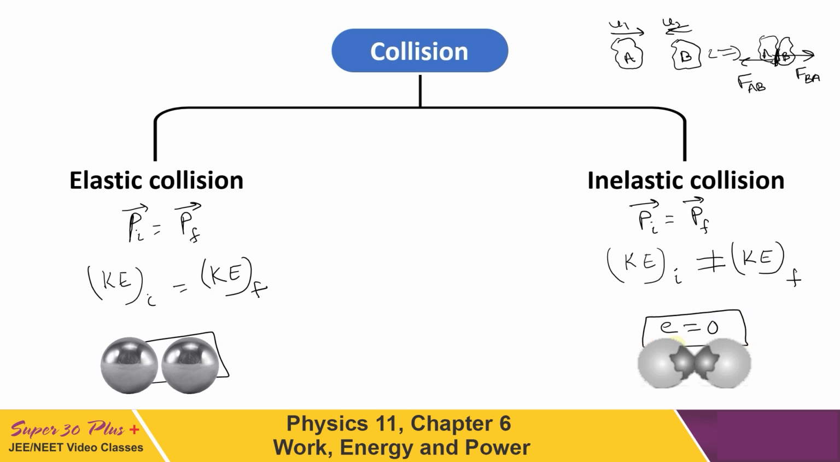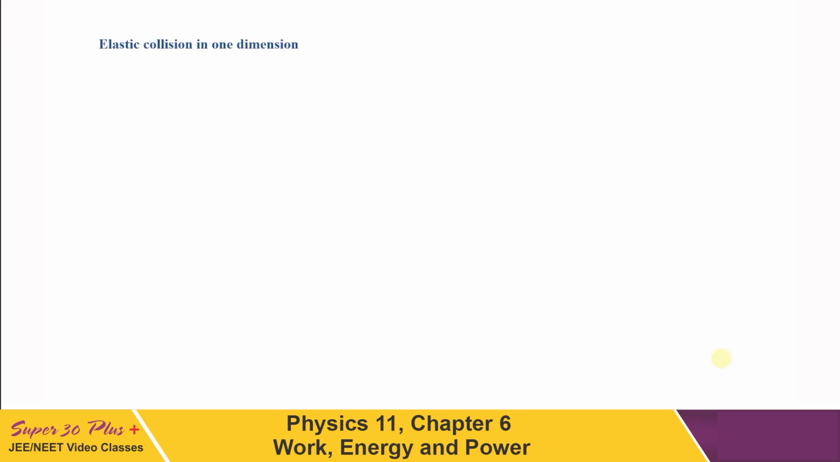Though for all practical collisions, e lies between 0 and 1. So it should be in the range of 0 to 1 for any practical collision. Now after knowing what kind of collision is elastic and inelastic, we can go into some mathematical details to solve a numerical. So first let us consider if elastic collision is taking place in one dimension.